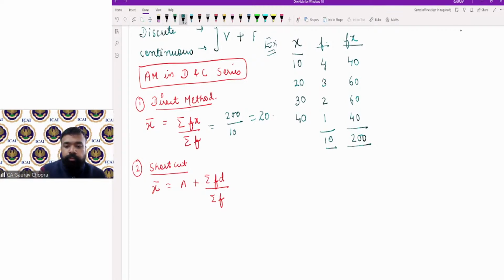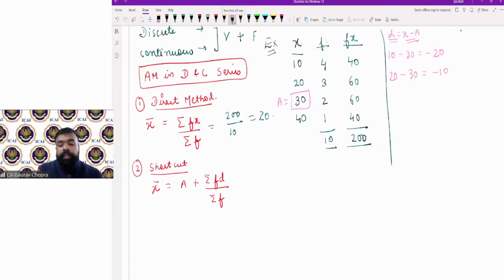Now let us solve with the shortcut method also. In case of the shortcut method, we have to assume something. We can assume any value. Better to assume from the middle, either 20 or 30. So we are assuming 30 for now. You can assume anything, no problem. First we have to calculate the deviation, that is x minus a. So 10 minus 30 will give you negative 20. 20 minus 30 will give you negative 10. 30 minus 30 is 0. And 40 minus 30 is 10. This is D, deviation.